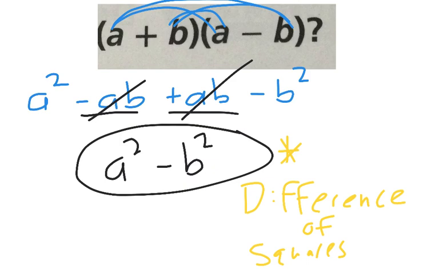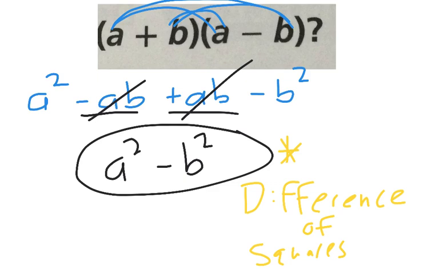You guys remember what perfect squares are? 1 times 1 is 1, 2 times 2 is 4. So 1, 4, 9, 16, 25, 36, 49, and so on. Well, it turns out that a squared is also a perfect square, because a squared is just a times a. B squared is a perfect square because it is b times b, and we are taking the difference of those squares because we're subtracting. So this is the difference of squares.